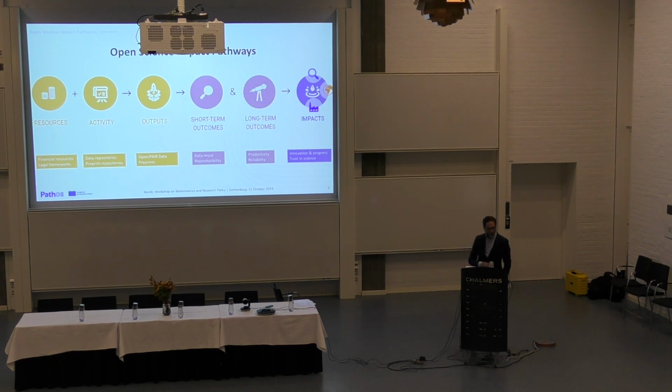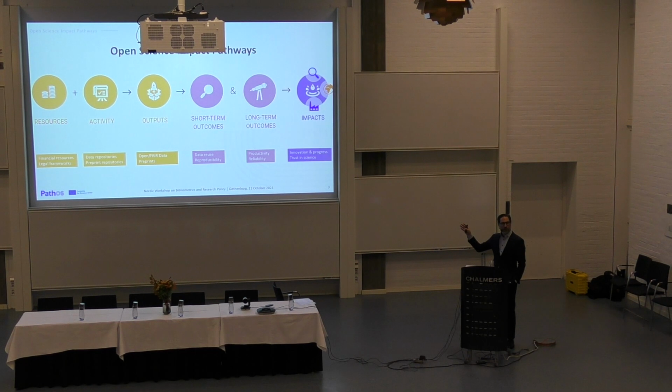So looking at financial resources or legal frameworks in terms of resourcing that might end up funding particular activities such as repositories, either for data, for preprints, or institutional repositories of actual publications that are then able to, for instance, host particular outputs like open data or preprints or the actual publications, which end up having particular outcomes. And this again varies from data reuse to reproducibility, productivity, reliability, efficiency. The ultimate interest would be in this long-term impact. Open science might help stimulate innovation and ultimate scientific progress at large, perhaps can help establish or improve trust in science in one way or another.